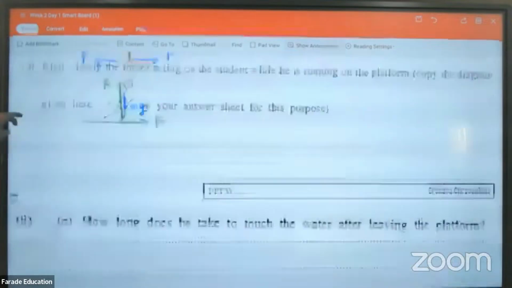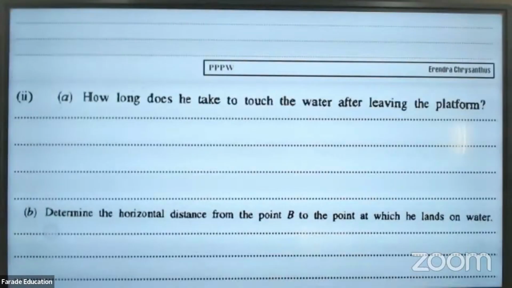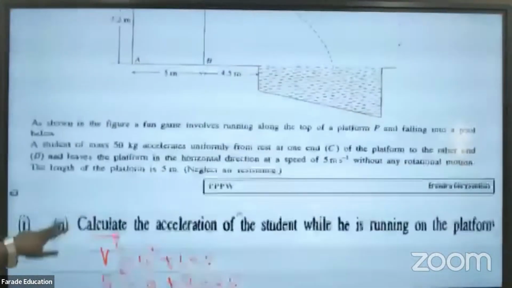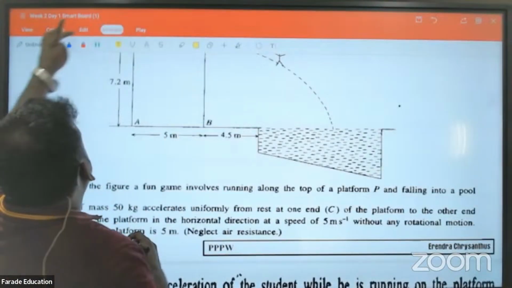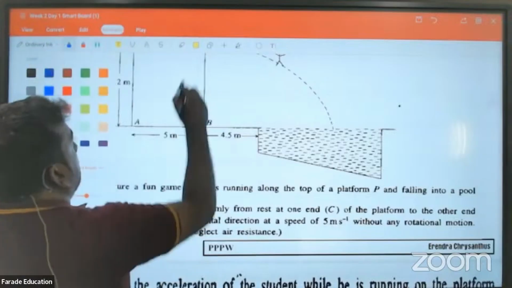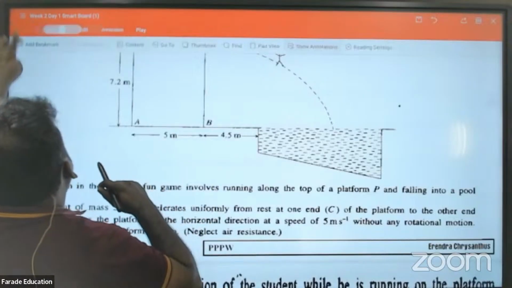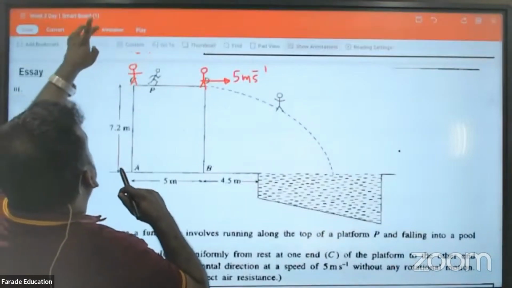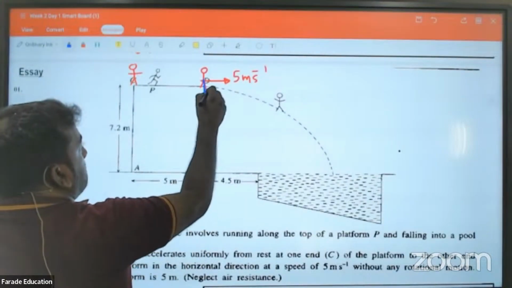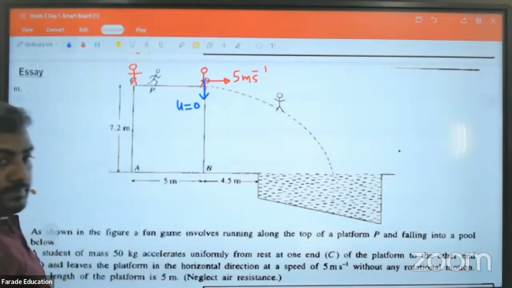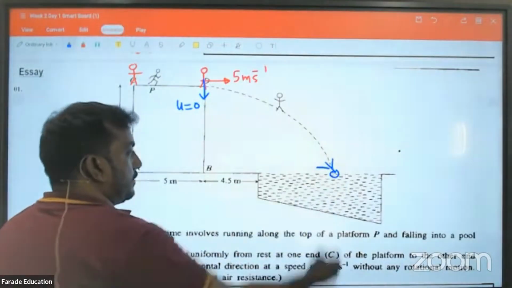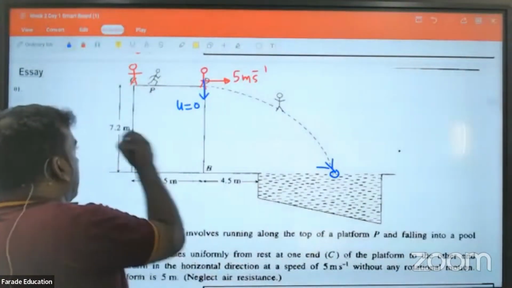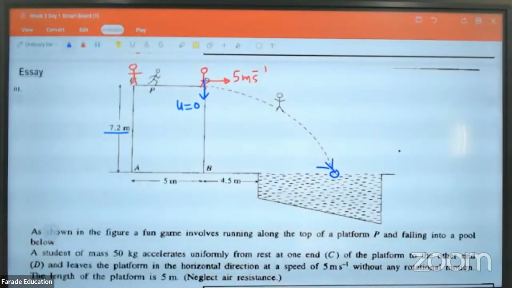Moving forward. How long does it take for him to touch water? He has to fall 7.2 meters. Look at the board now. Initial vertical velocity is 0. So when he lands here, however he lands, the vertical displacement will be 7.2 meters.